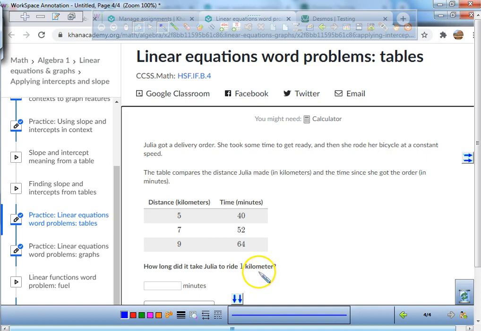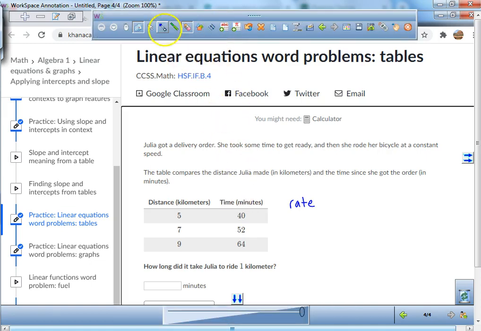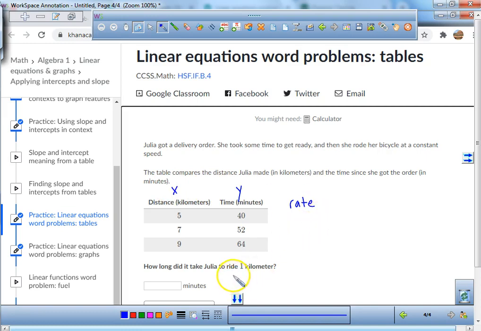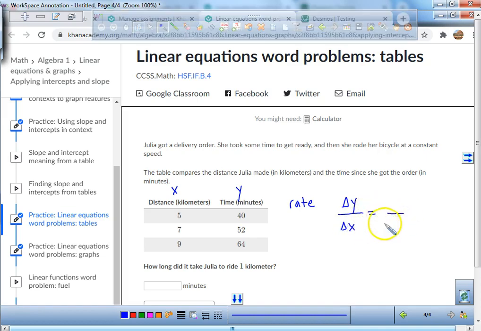All right, so we're looking for a speed or a rate. This rate is like how long. So right here, this is dealing with the change in y. Those are y values. These are your x values. So it says how long. So we're looking for the change in y over the change in x. So we're looking for how long it took her to ride 1 kilometer.